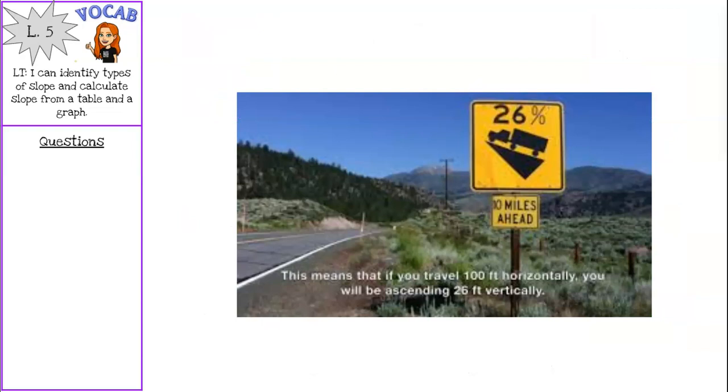Couple different real-life examples of slope. There are signs on the road that talk about the slope or the grade of the hill. So that slope is 26%. So this means if you travel 100 feet horizontally, you will be ascending 26 feet vertically. Those signs are to help trucks that are big and carrying a lot of weight know if they can travel down that hill or not with the amount of weight that they're carrying.